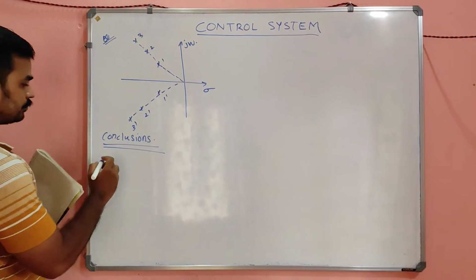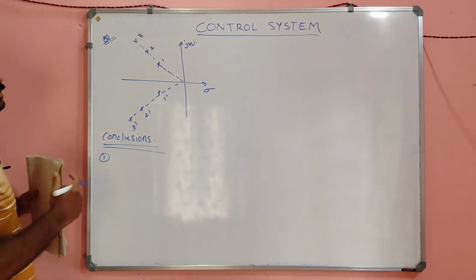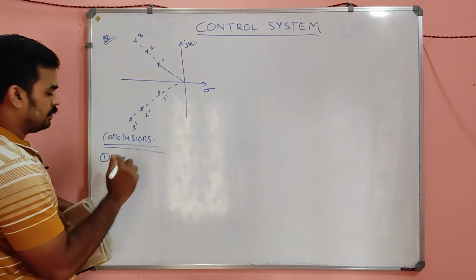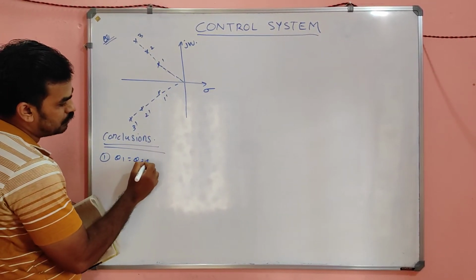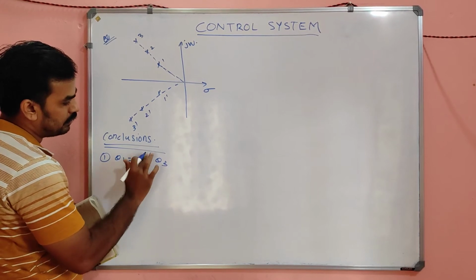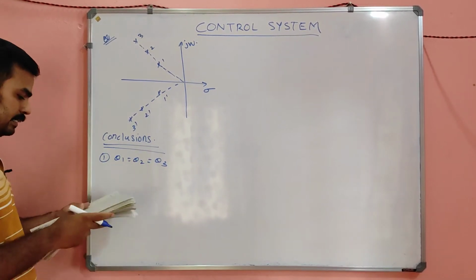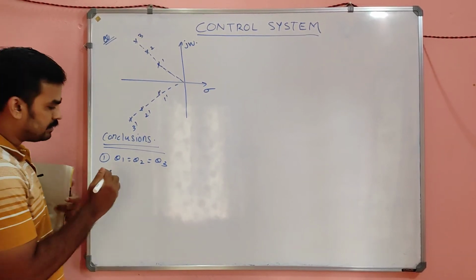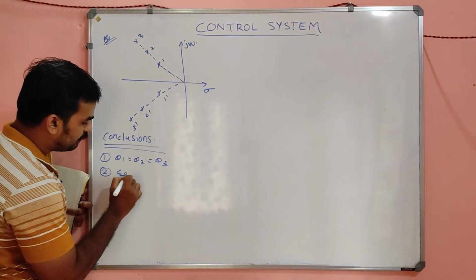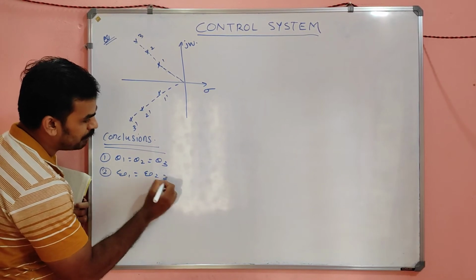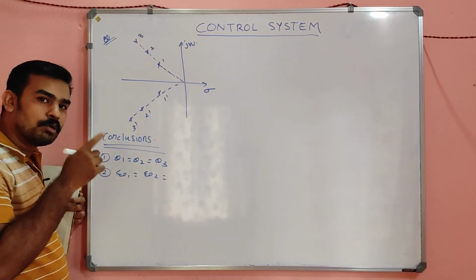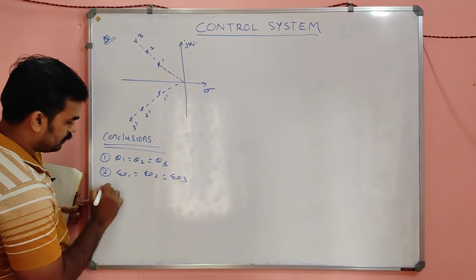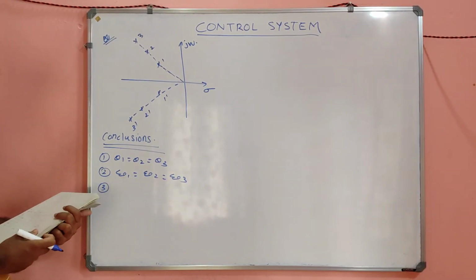First one. Of course, there is no change in theta, right? Theta is a single line now for all poles. So I can write theta 1 equal to theta 2 equal to theta 3. Correct? That is the first conclusion. And also, if theta 1, theta 2 are all the same, then what will be zeta? Zeta also is the same now, because zeta is cos theta. So zeta 1 equal to zeta 2 equal to zeta 3. So that is the third conclusion.